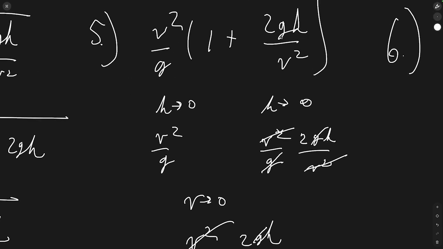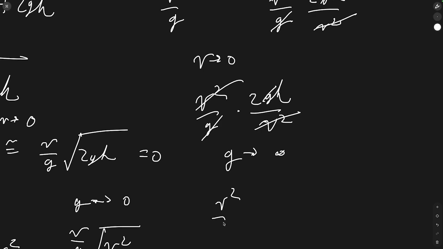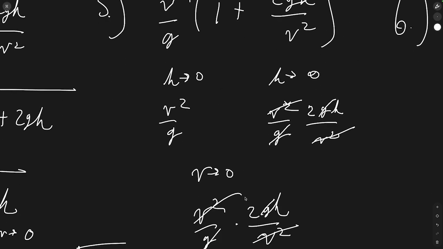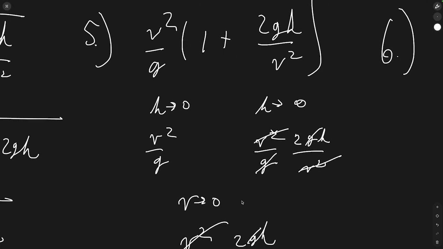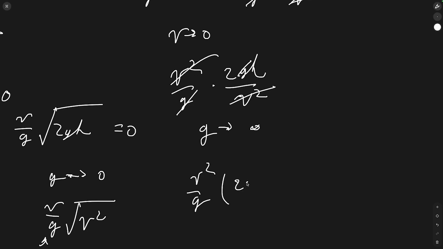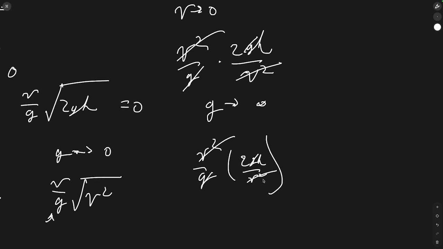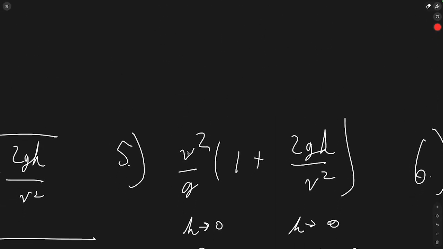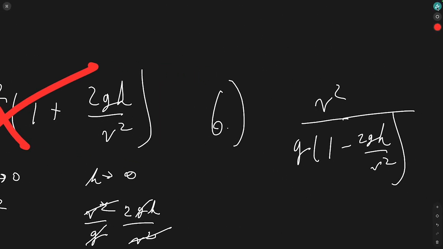So when g goes to infinity, this term dominates. So we're left with v squared over g times twice gh over v squared. Okay, v squared, g and g. We're left with 2h again. When g goes to infinity, actually it should be 0, shouldn't it? So I'm not a big fan of this one. I'm going to eliminate that one.